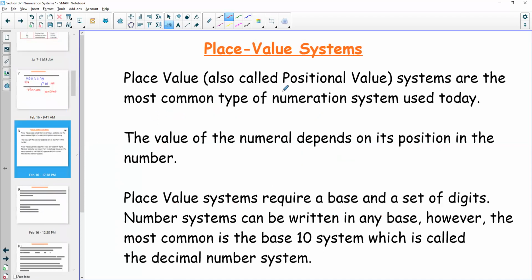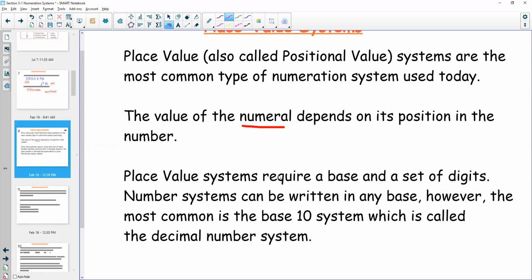The next system is a place value system, which is like what we have today. The value of a numeral, of the symbol, depends on its position in the number. Where it is dictates what it's worth, right? A place value system requires a set of digits and some sort of base. We use base 10. We move by powers of 10, right? That's our position. This is a decimal number system. DECI always stands for 10 of something, right?